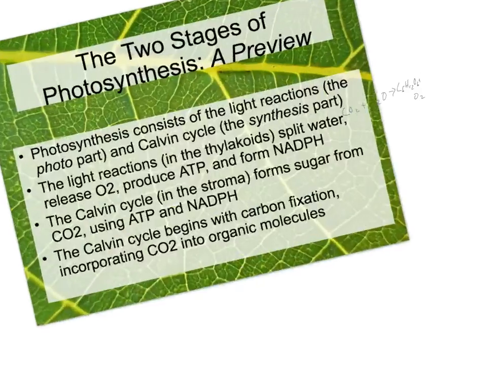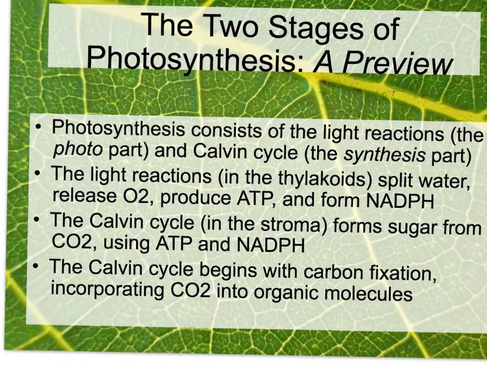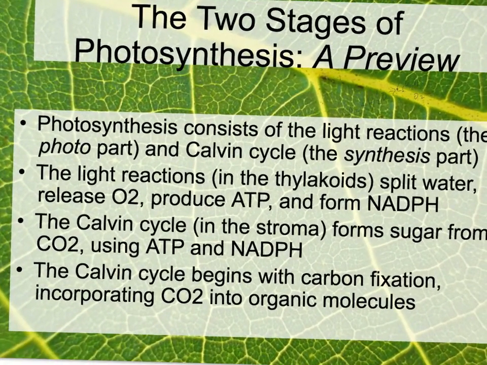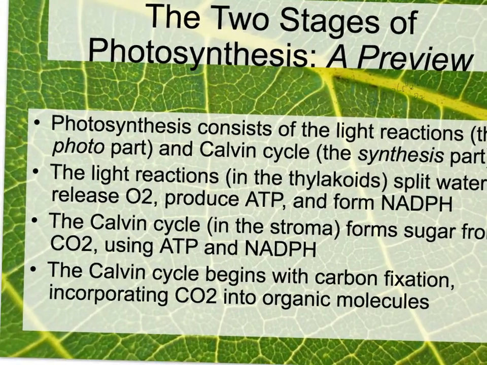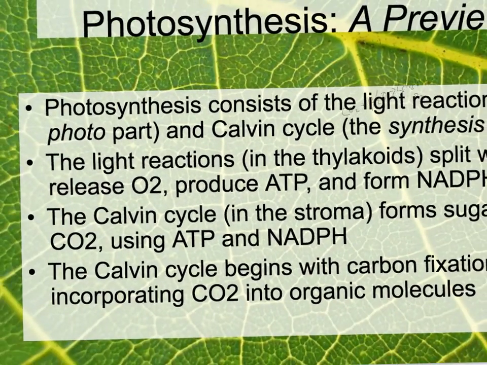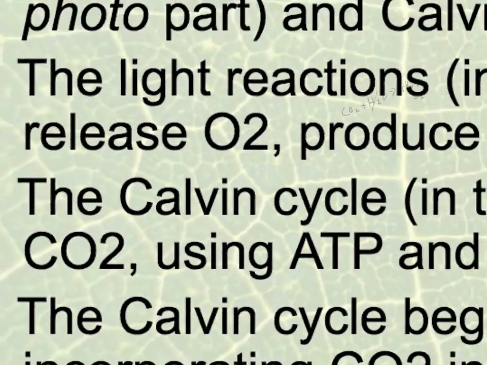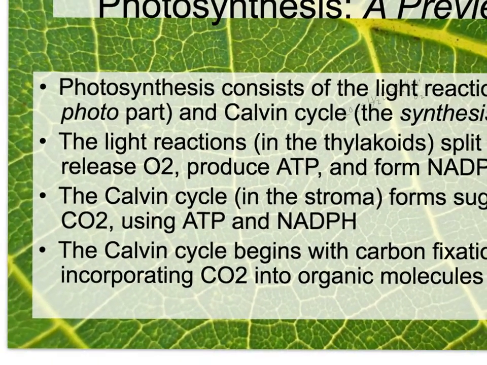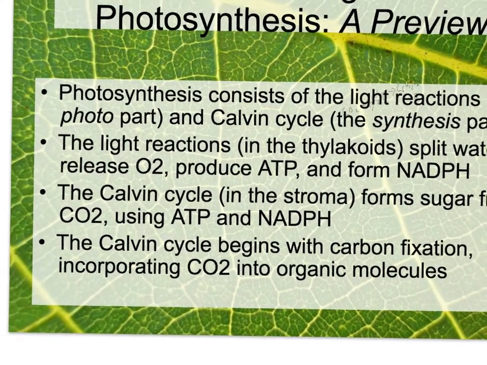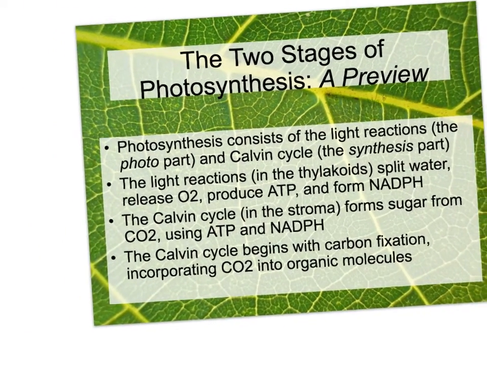The next part of the reaction is the Calvin cycle. It happens in a different location. Its job is to take the energy that's produced from the light reaction in the form of ATP and NADPH, along with the input of carbon dioxide, to generate sugar. It's going to make the precursors to that glucose molecule.